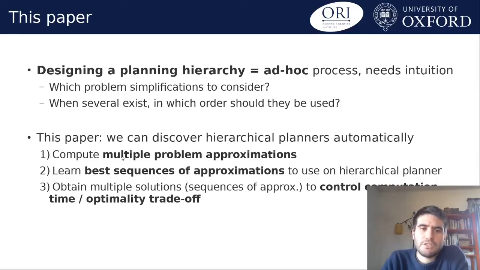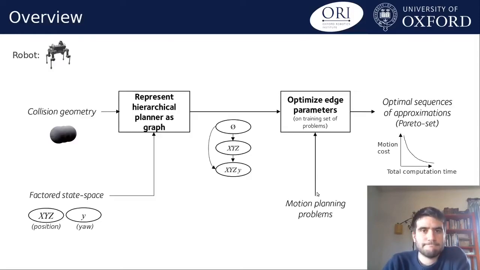So how we can actually compute multiple problem approximations automatically and learn the best sequences of approximations to use in a hierarchical planner. And we're actually going to obtain multiple solutions, so multiple sequences of approximations, in a way that lets you control computation time or the optimality of your solutions.